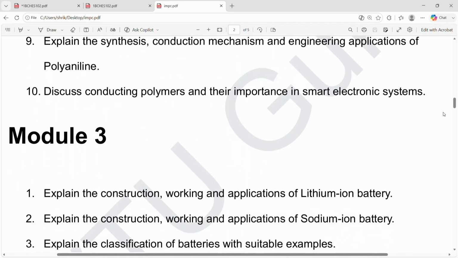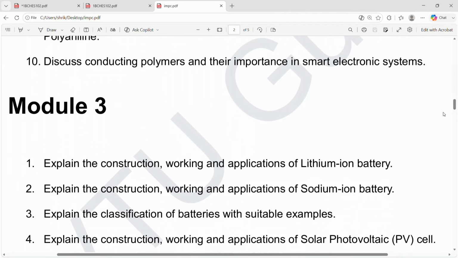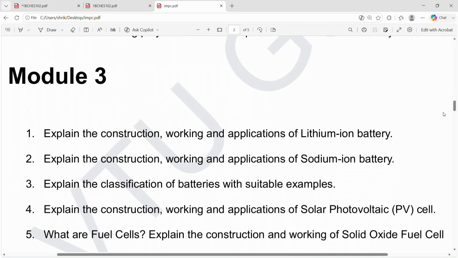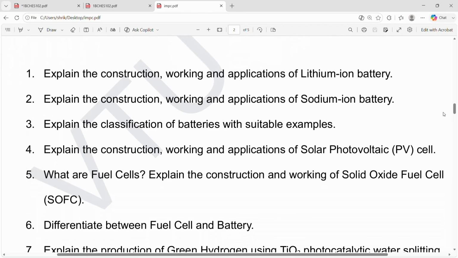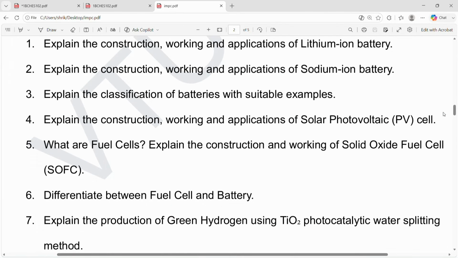Explain the construction, working and applications of sodium-ion battery. Explain the classification of batteries with suitable examples. Explain the construction, working and applications of solar photovoltaic cell. What are fuel cells? Explain the construction and working of solid oxide fuel cell.